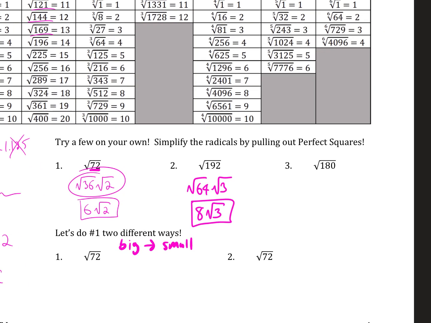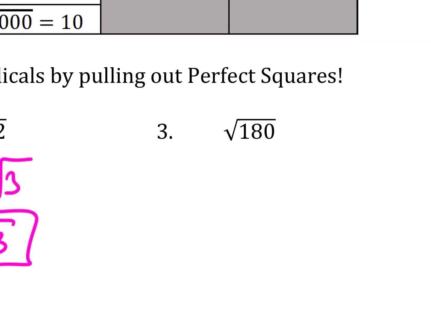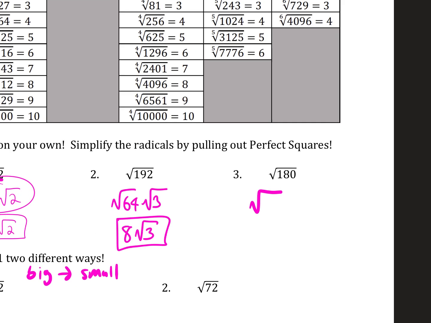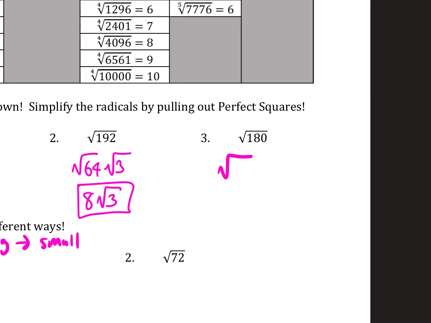Feel free to try the last one if you want. You want to do one more example? All right, square root of 180. So we start at 180 or below, so that would be what? Let's see, 169 again, 144. Keep dividing down. The biggest perfect square that goes into 180 is 36 again. So we get square root of 36, and 36 times 5 is 180, so we get 6 square root of 5.